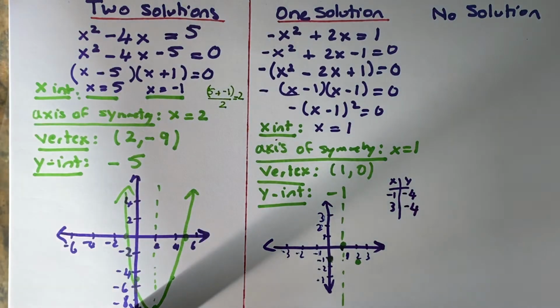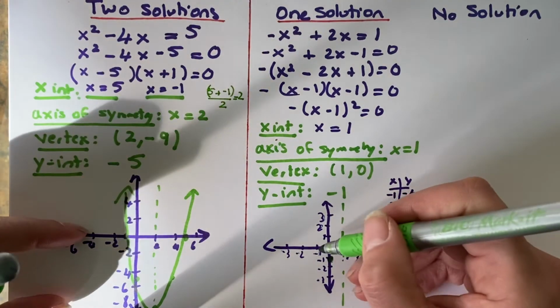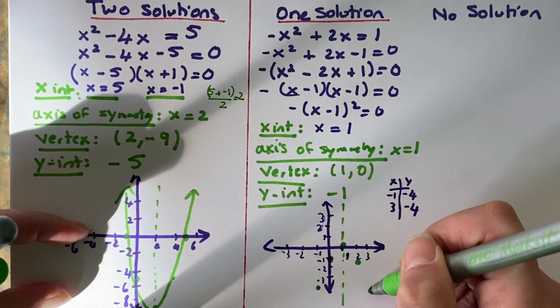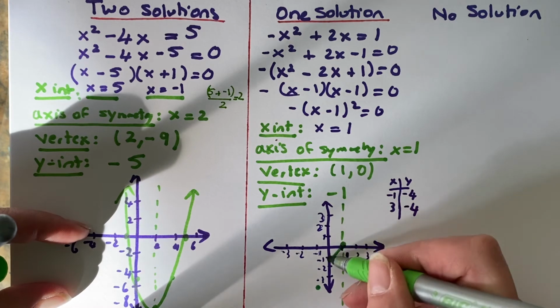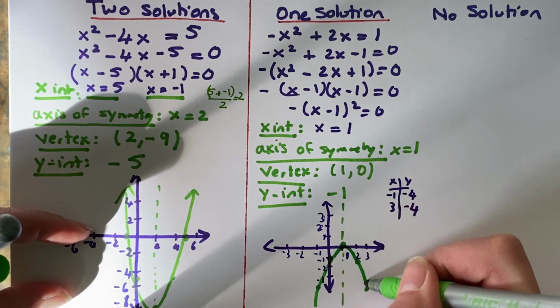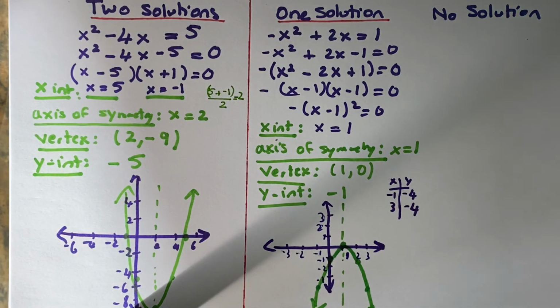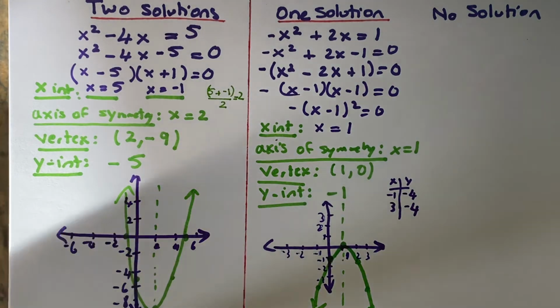And that makes all the sense in the world because I went over one more to the left and to the right, and they're both ending up at -4. And this is my upside down parabola. So that's what one solution looks like.